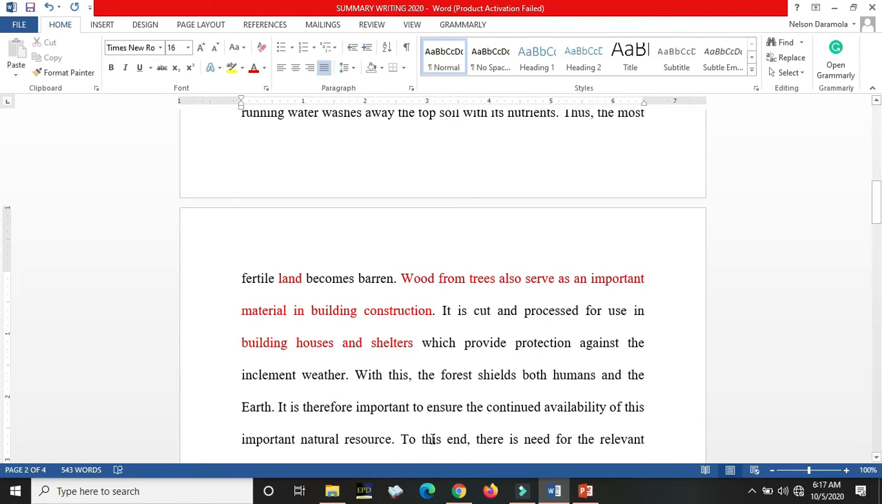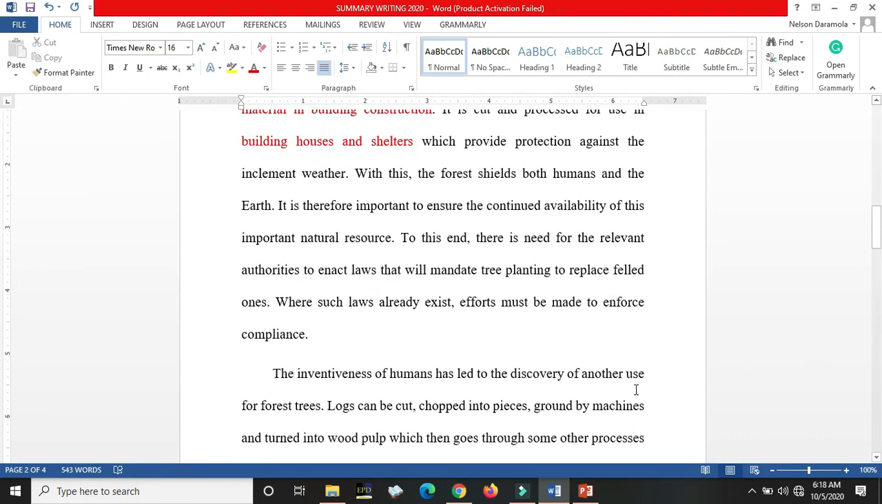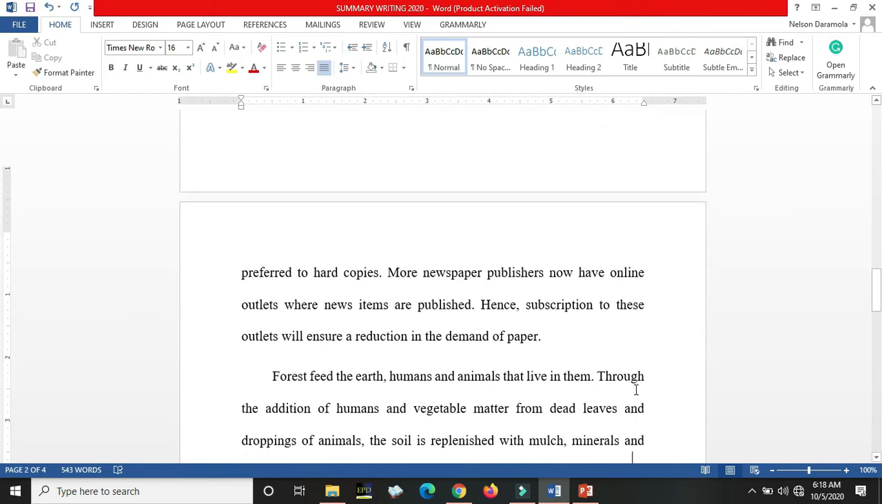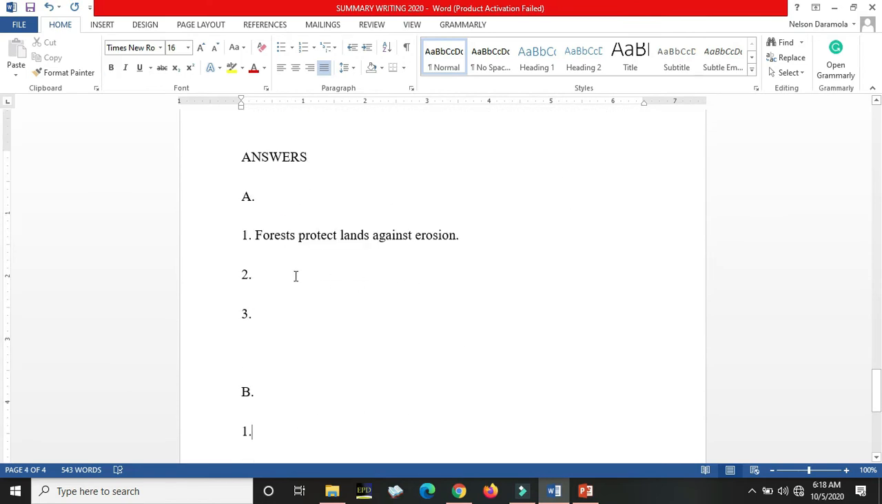With this, the forest shield both humans and the earth. So let's see. We have talked about how the forest shields the earth. That's what we have answered in the previous sentence. So let's see how we are going to write this out. We are not writing it out that way. So what do we say? Let's see. Since your question is talking about forests, you write forest out. Forest provide wood used for building shelters.